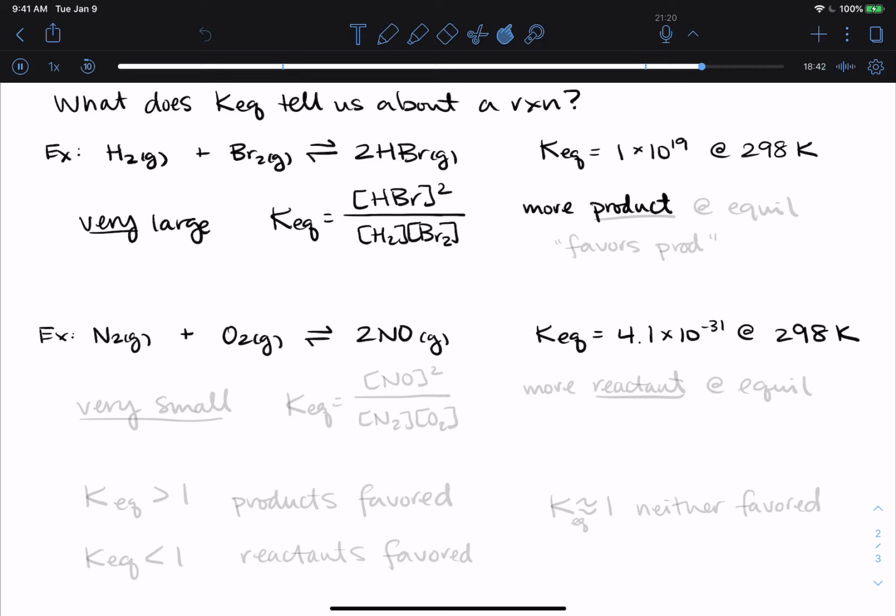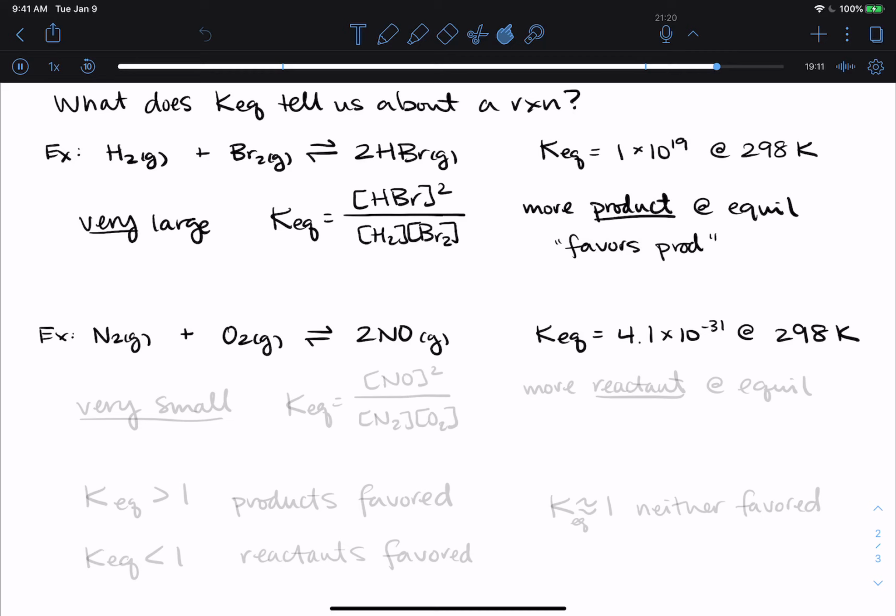So more product at equilibrium. Another way that people will describe this is we'll say that it favors the product, or that the reaction is shifted to the right because the products are on the right. And that's it. This is where we're going to stick with kind of a qualitative assessment for the moment.